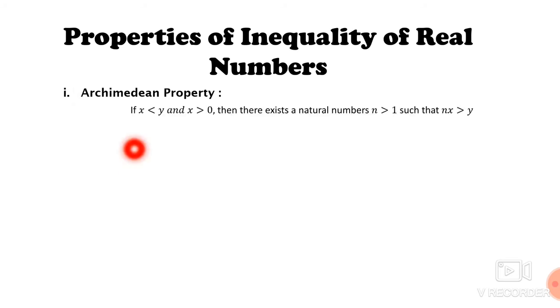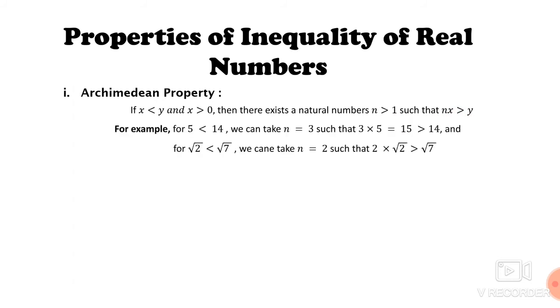According to this property, if x is less than y and x is greater than 0, then there exists a natural number n greater than 1 such that nx, it means when we multiply that natural number with x, the answer will be greater than y. Firstly, x was less than y, but when we multiply x with that natural number, the answer will be greater than y. Here are the examples.